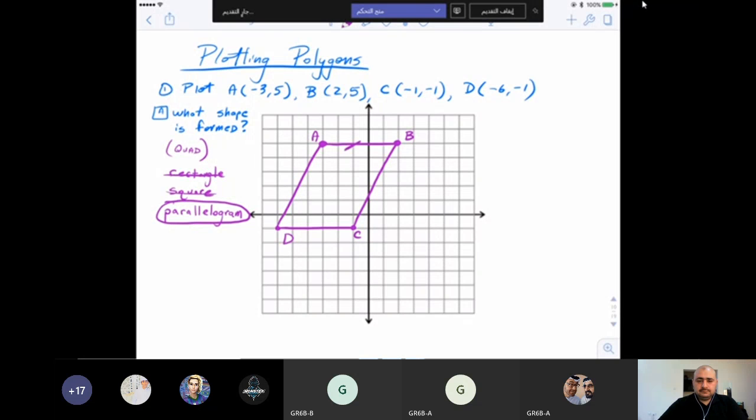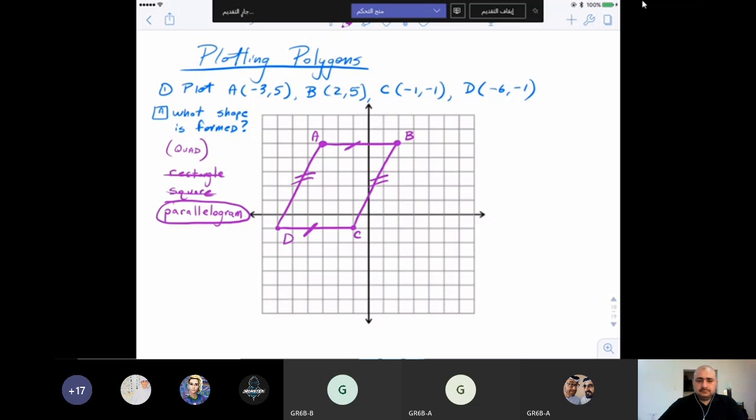Look at AB compared to DC. Obviously, they're both perfectly horizontal, so they're going to be parallel to one another. And then look at AD and BC. Both of these lines are going up 6 units and to the right 3 units.